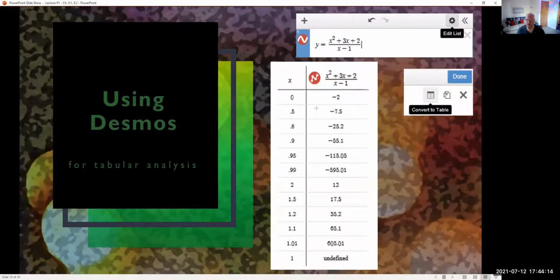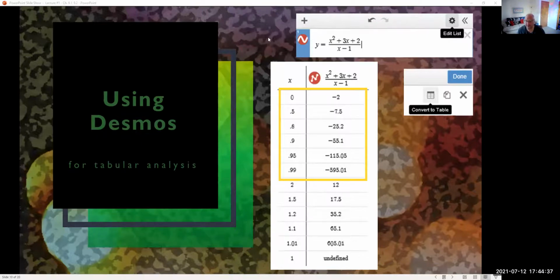Here you have a great scenario of trying to use Desmos to get a table. We're trying to approach the number 1, which is what you see right here. This is us approaching the number 1. The x values are going 0, 0.5, 0.8, 0.9, 0.95, 0.99. If I put 0.999 in, it will be even more negative in the y. And then what happens is you start to get a sense that as I get closer to 1, the y value gets closer to negative infinity.